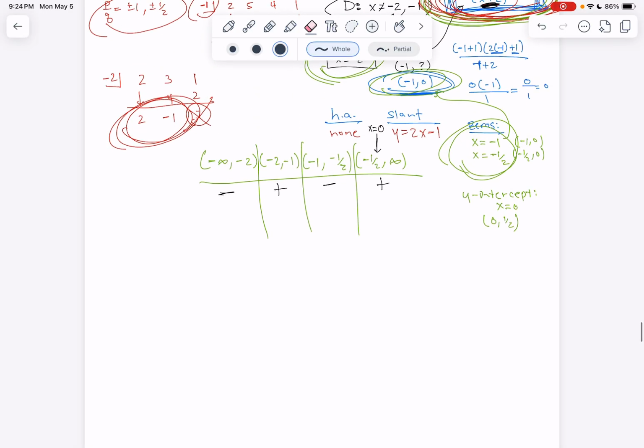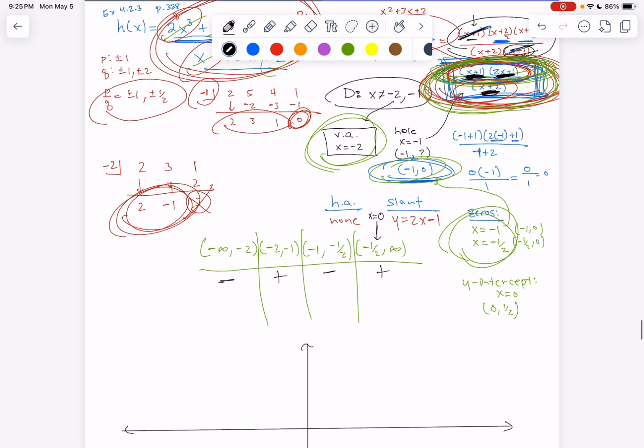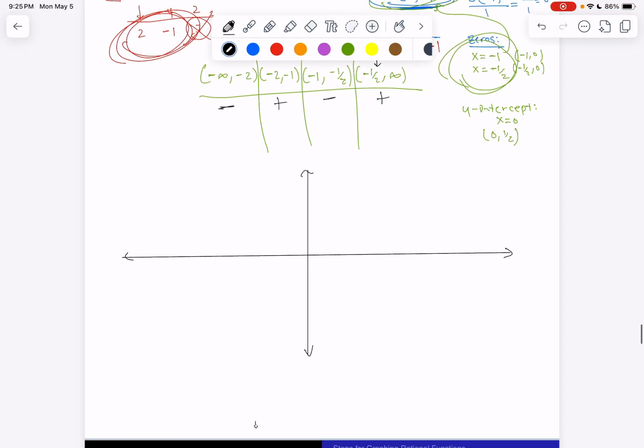So let's get everything you've got plotted. I'm hoping I did this right now. Okay, I'm going to be very careful when I graph this. So we have a VA at -2. So let's go to -2. We have a VA.